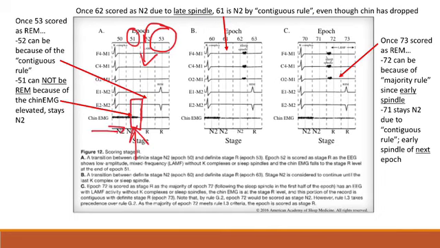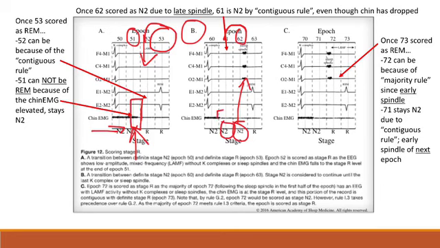Okay, and in this example B, once 62 has been scored as N2, and the reason why it's N2 is because of the sleep spindle on the second half of that epoch, once we know that to be stage 2, then we can go back. I'm sorry, that's not an arousal, that's actually a sleep spindle. And then, because of that late spindle, 61 is going to be N2 because of the contiguous rule.